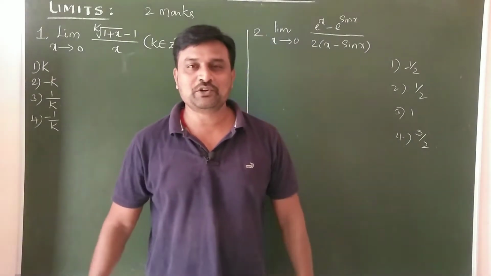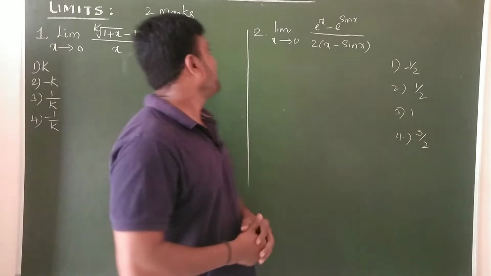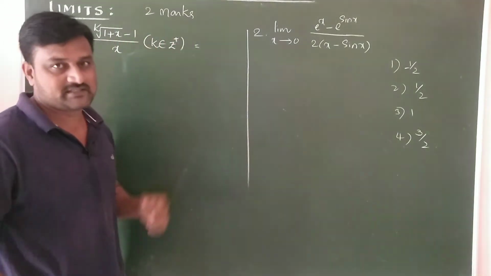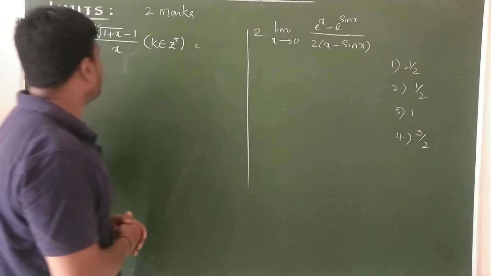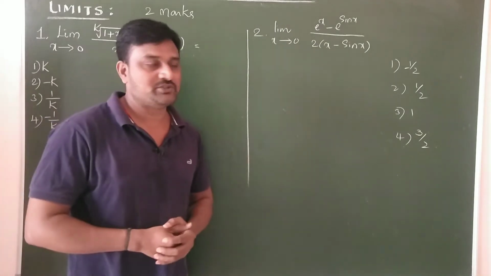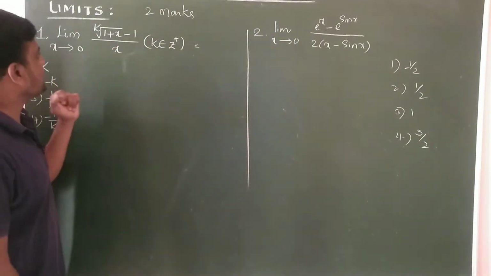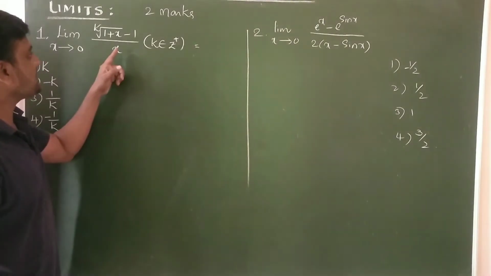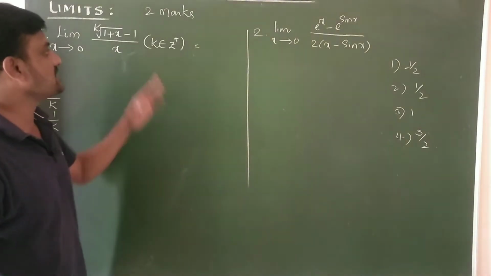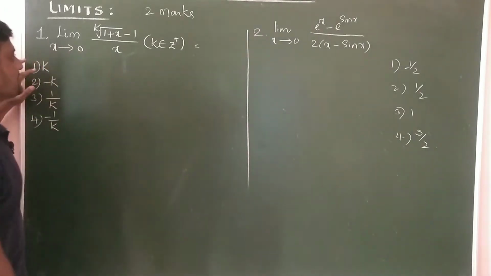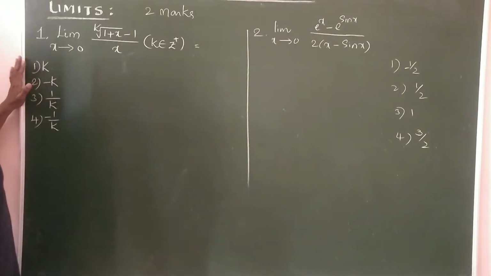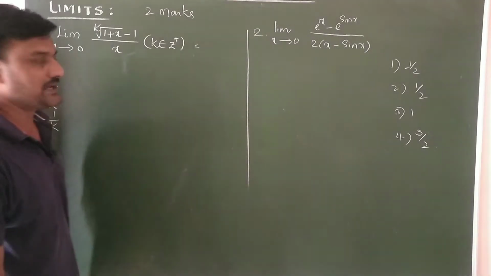Let us go with our new topic, limits. From limits we expected 2 marks, maximum 2 marks for this session, EAMCET 2021. Let us go with our problem. Limit x tends to 0, kth root of 1 plus x minus 1 by x, k belongs to z plus. Now your options are k, minus k, 1 by k, minus 1 by k.